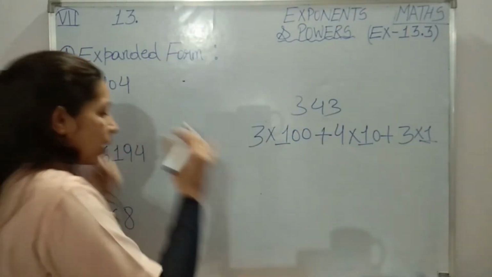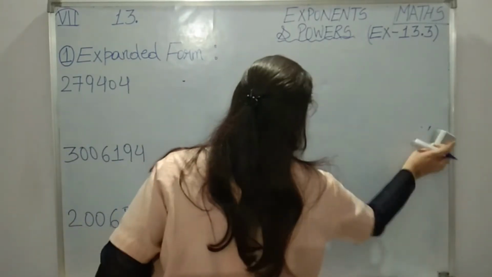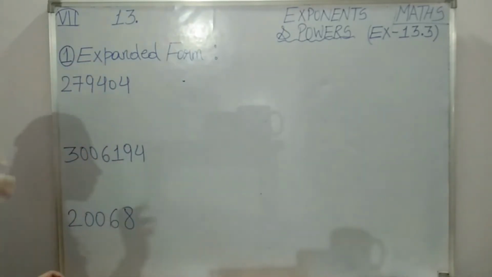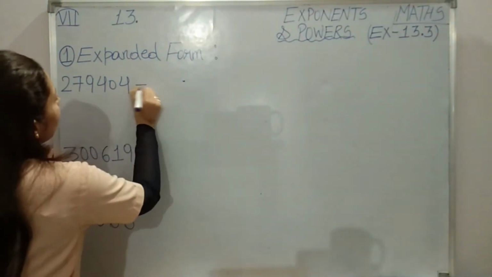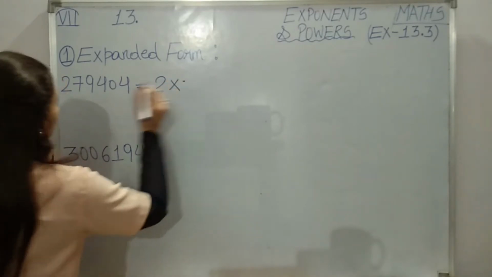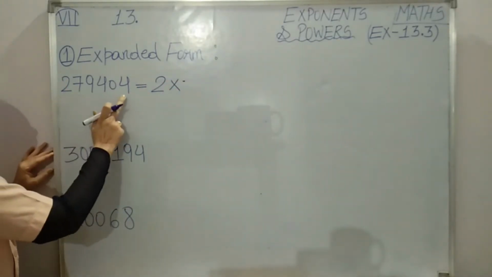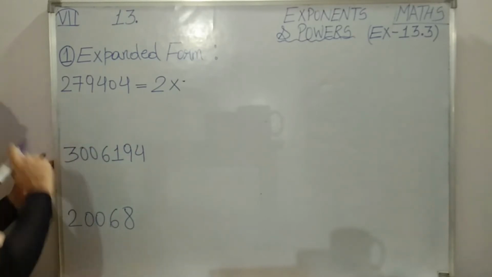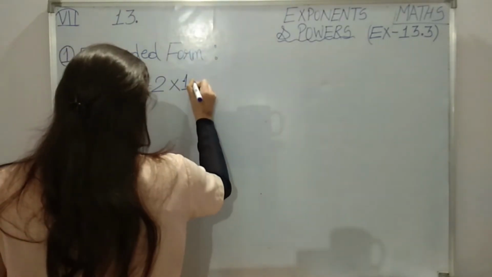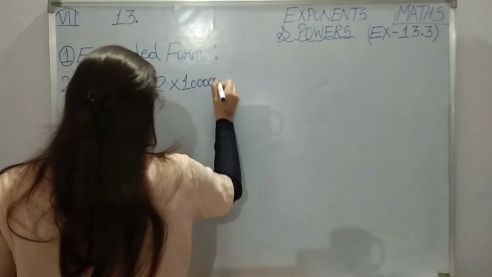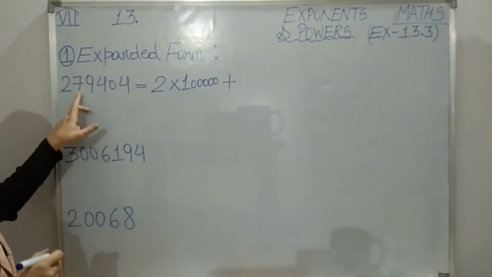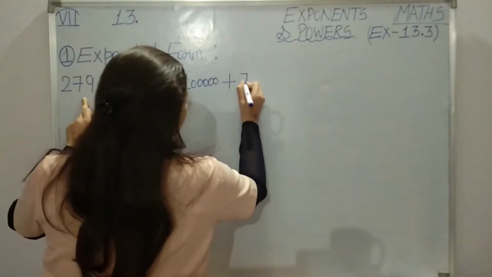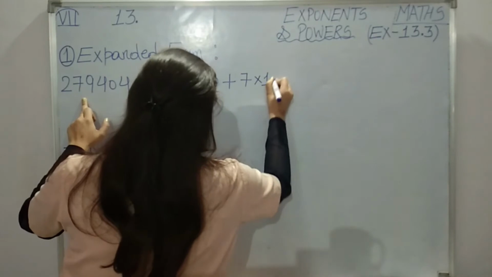Okay, same thing we are going to do here also, students. In the same manner we will be showing each digit in multiplication with its place value. So let us start from here. 2 into, let us see the place value of 2. 1s, 10s, 100, 1000, 10,000, lakh. So students, 2 into 1 lakh I am going to write. Clear? Then plus place value of 7, 1s, 10s, 100, 1000, 10,000. So students, 7 into 10,000.